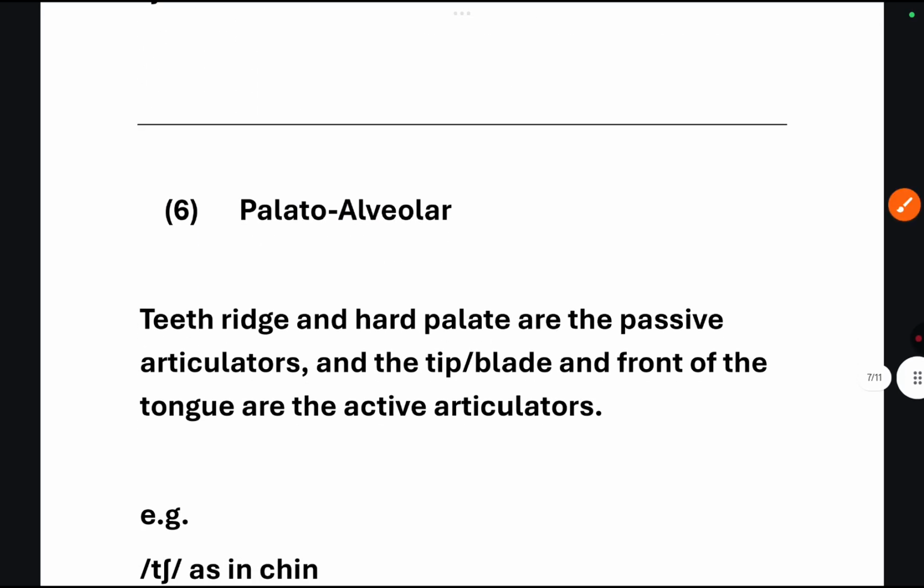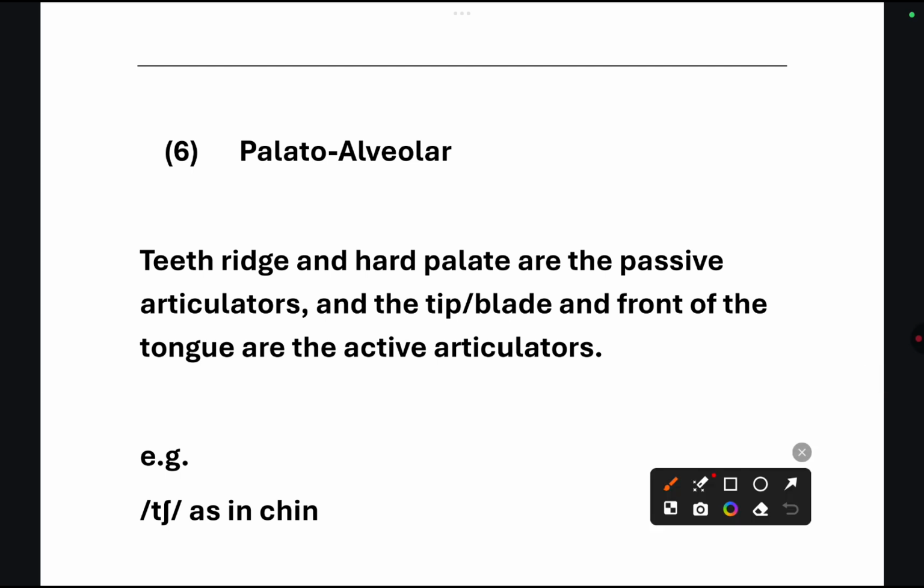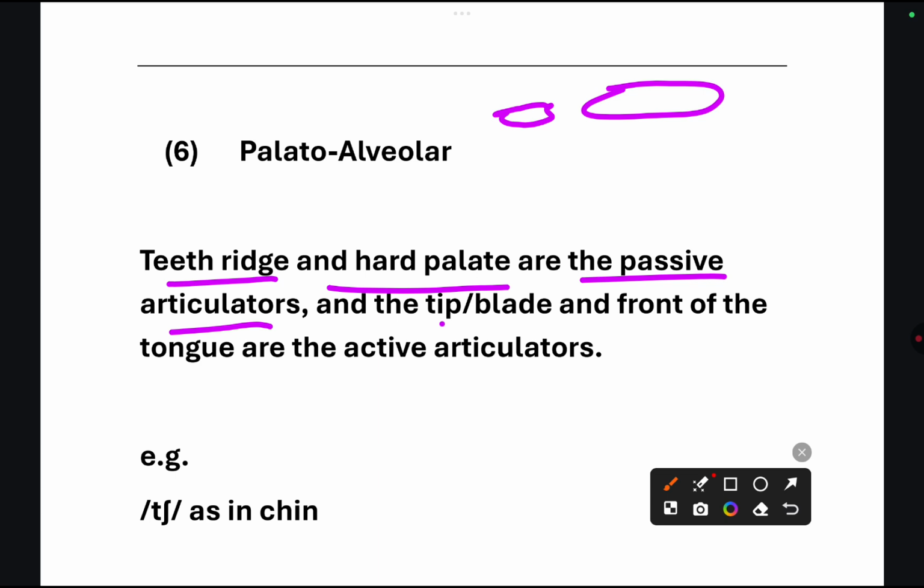Then palato-alveolar. In palato-alveolar, what is the active articulator and the passive articulator? Here the teeth ridge and the hard palate, you will come to know. It will be the teeth ridge, and this will be the hard palate. These are the passive articulators, and the tip and the blade, or you can say the front of the tongue, is the active articulator.